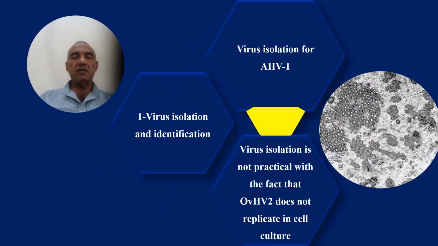Viral isolation and identification is not practical with the fact that ovine herpesvirus 2 does not replicate in cell culture. Only alphaherpesviruses can be isolated in tissue culture.